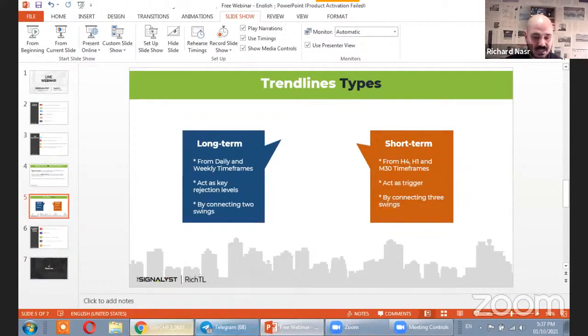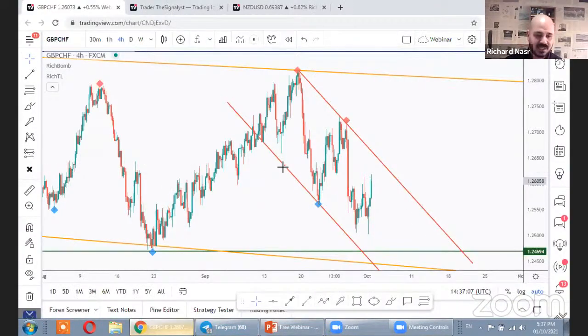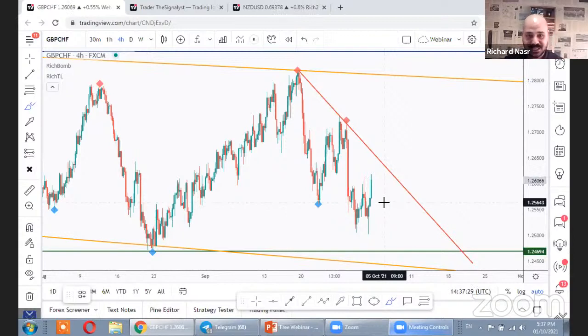But for now, it's only connecting what? 2 swings. So it's not valid. Anyway, we don't really care about this one. What we care about is the upper trend line, right? Because we want to buy on its break upward, not on its break on its last swing.